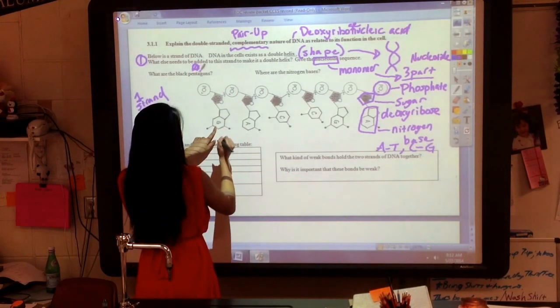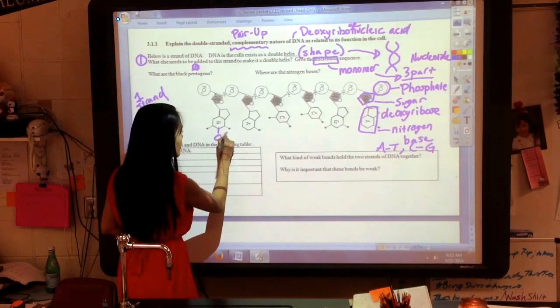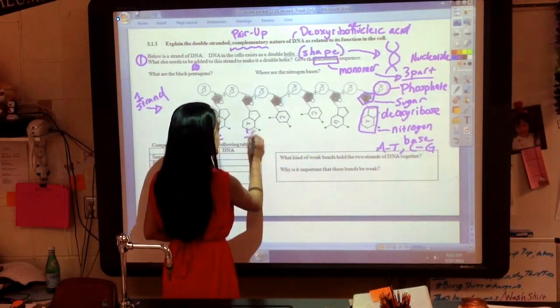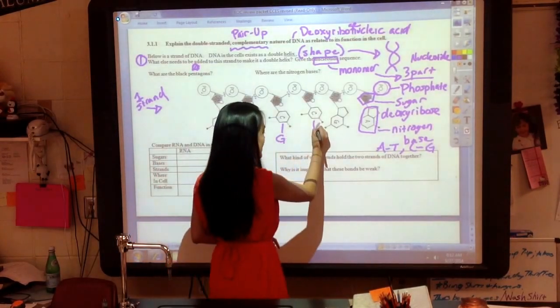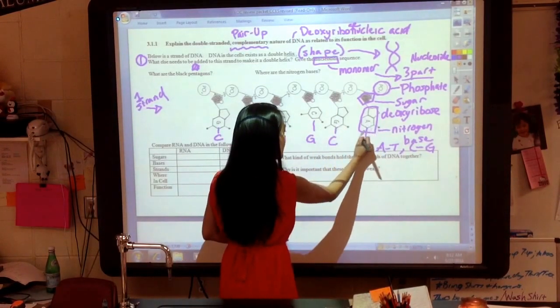How can we write this? I guess I can just write a little dash here. G will pair with C. A will pair with T. C will pair with G. C again will pair with G. G will pair with C. And A will pair with T.